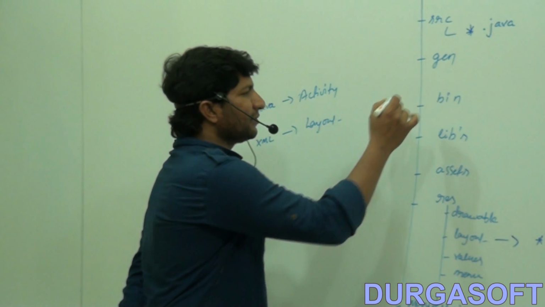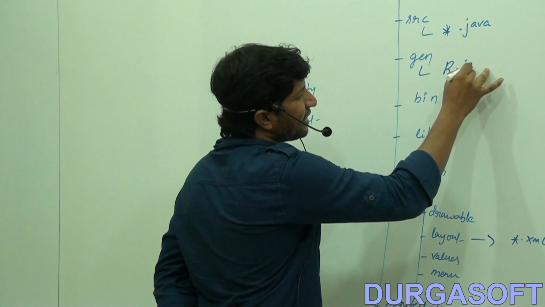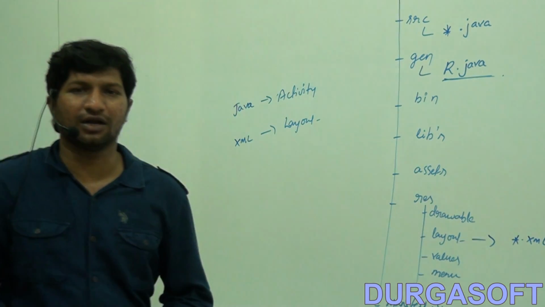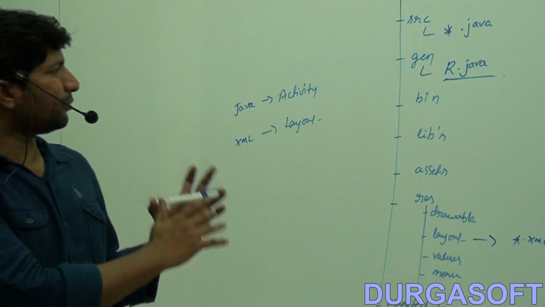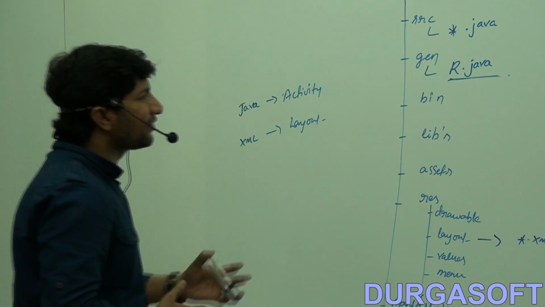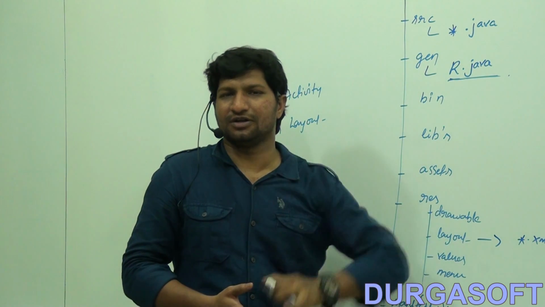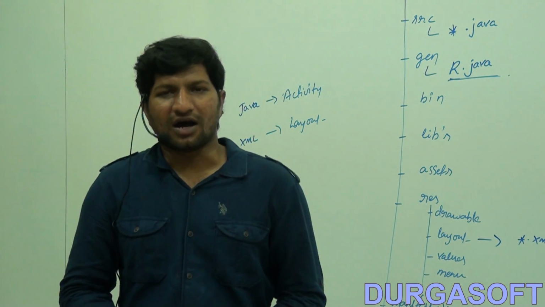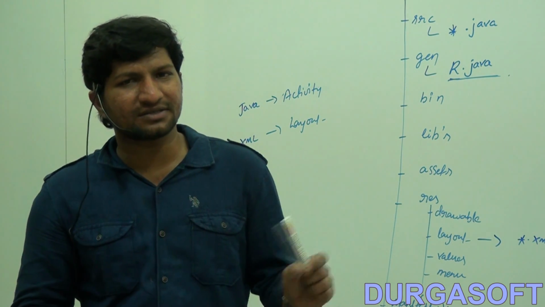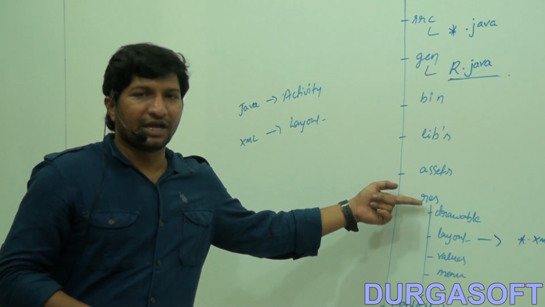The next folder name is the generated folder, gen. In the gen folder you will get a file called r.java. It's very important. In a lot of interviews, the interviewer will ask a question like, what is meant by r.java? What is the need of r.java? Here R is termed as resource.